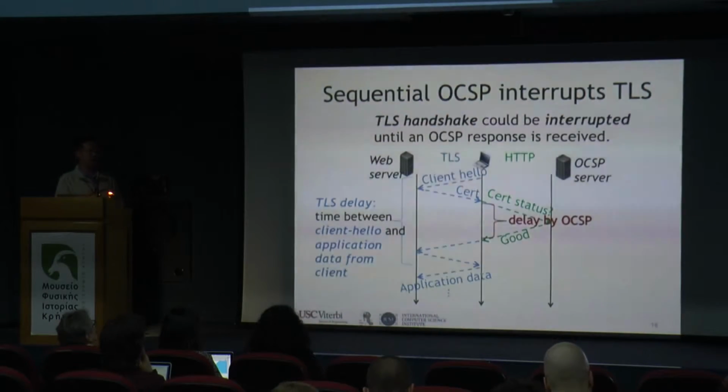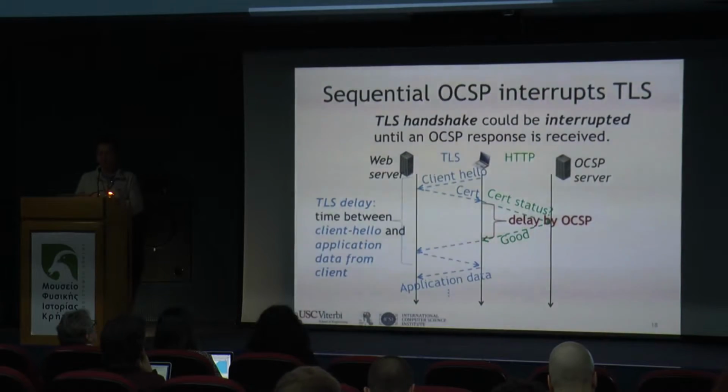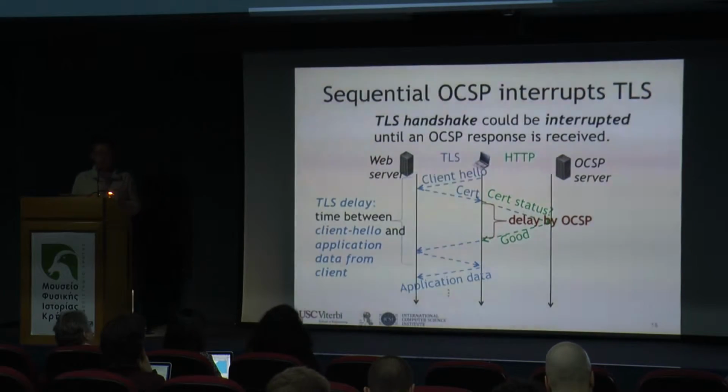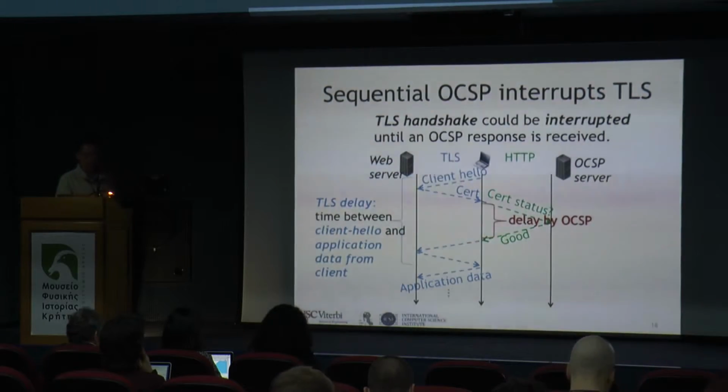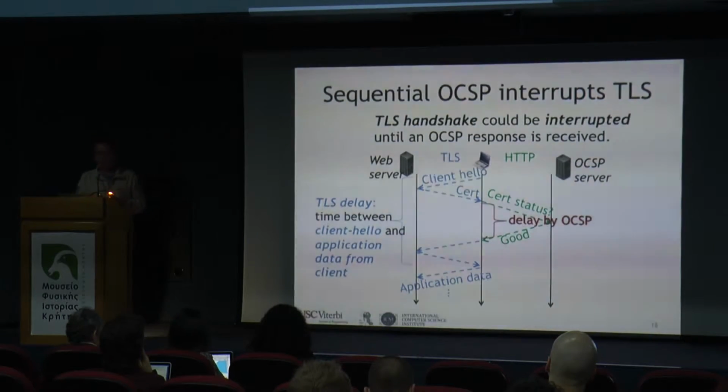There are three different implementations. First, OCSP can be performed sequentially with the TLS connection. Here we define the TLS delay as the time between the client hello and the application data from the client, and a sequential OCSP can completely interrupt the TLS connection. Here we see there is a lot of delay because of the OCSP.